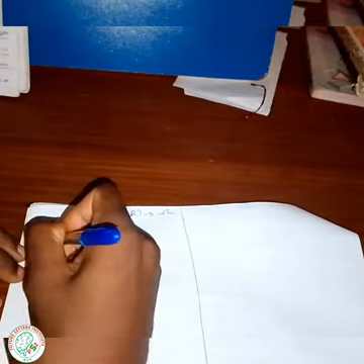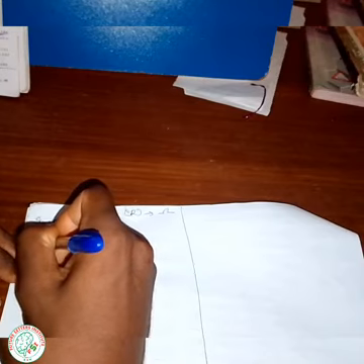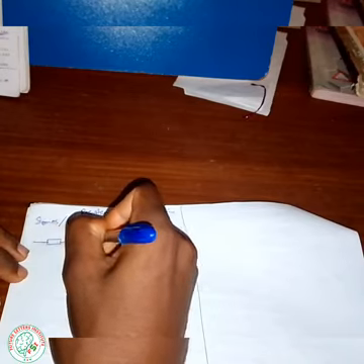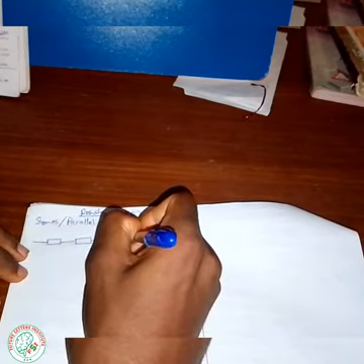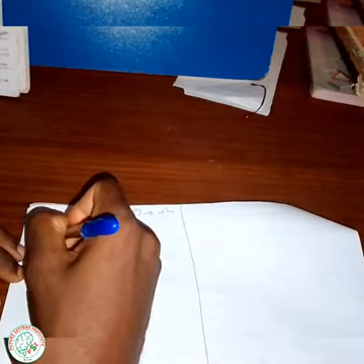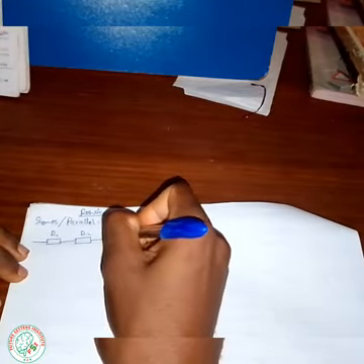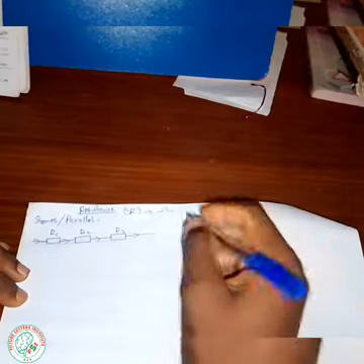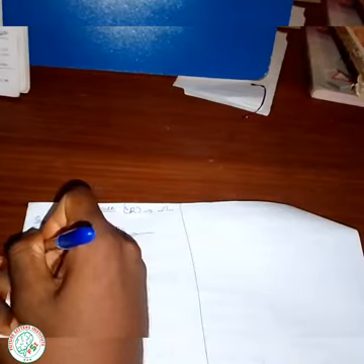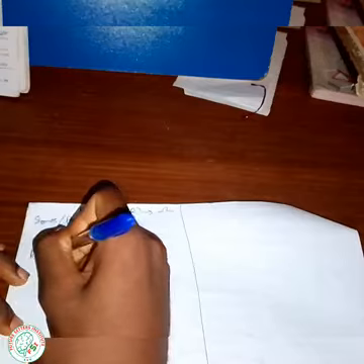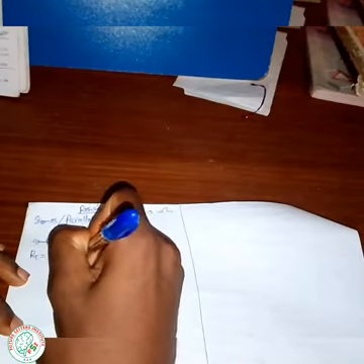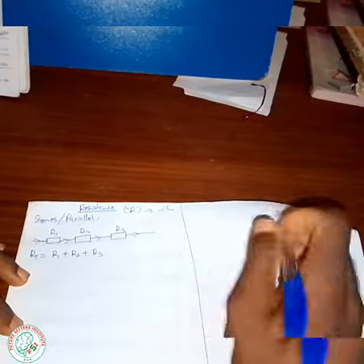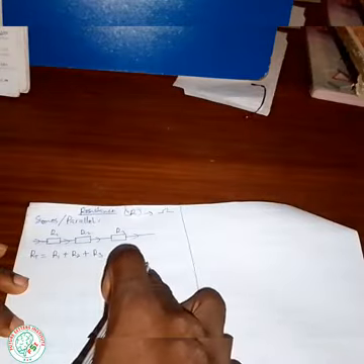Now this is how series connection works. If we have a series connection like this, this is R1, this is R2, and this is R3. So we can say that R total equals R1 plus R2 plus R3. In series connection, this is what we have.